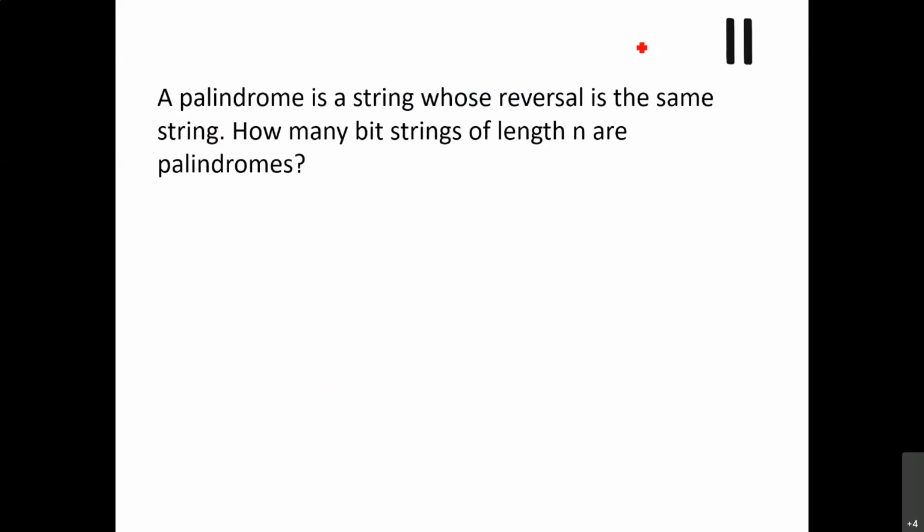So a palindrome is a string whose reversal is the same string. We saw that in the recursion recitation. So a palindrome is a string whose reversal is the same, so we read it the same way forwards and backwards. How many bit strings of length n are palindromes? A bit string is a string made up of zeros or ones. So 0, 0, 1, 0, 0, 0. This is going to be a palindrome: 3 zeros here, 3 here, and 1 in the middle. This is also fine. You can think of a million examples.